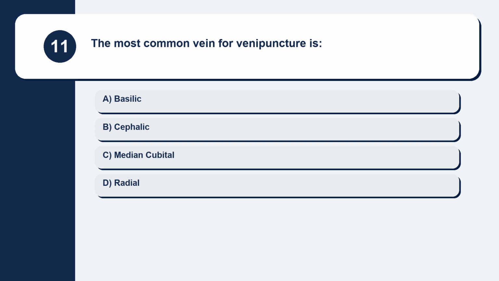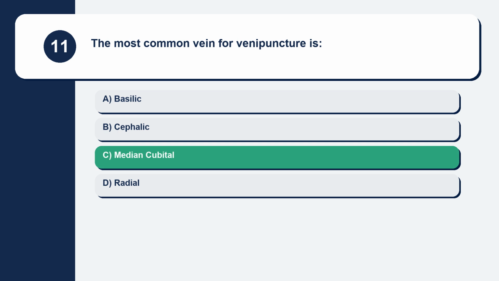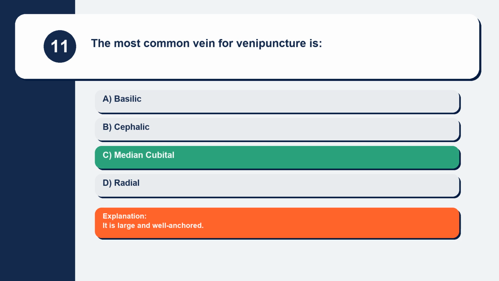Question 11. The most common vein for venipuncture is basilic, cephalic, median cubital, radial. It is large and well anchored.